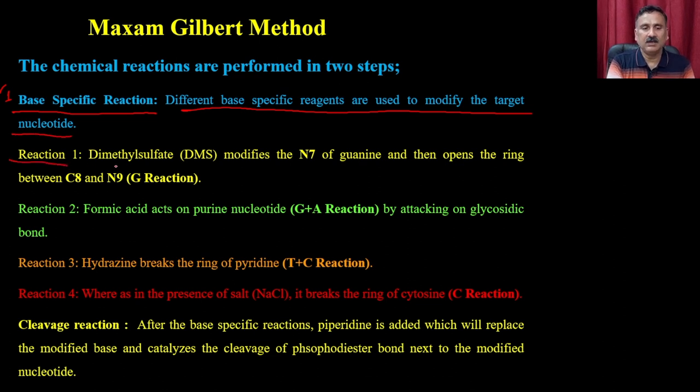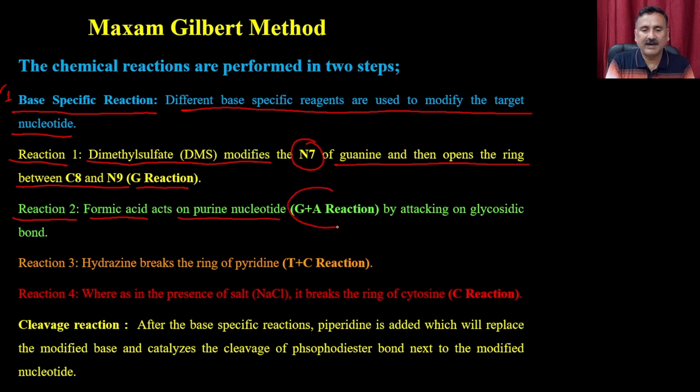So reaction one uses dimethyl sulfate, or DMS, which is going to modify the N7 of the guanine and then open the ring between C8 and C9. This is called the G reaction. Then in reaction 2, you are going to use formic acid, which acts on the purine nucleotides. So it acts on G and A by attacking the glycosidic bond.